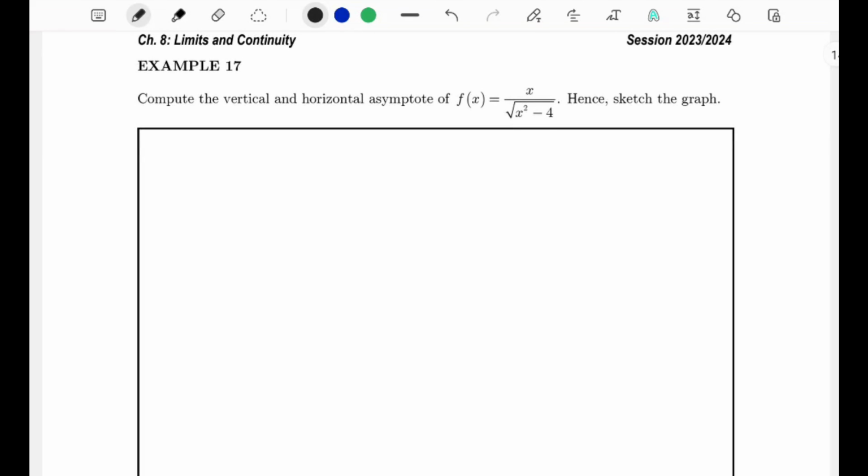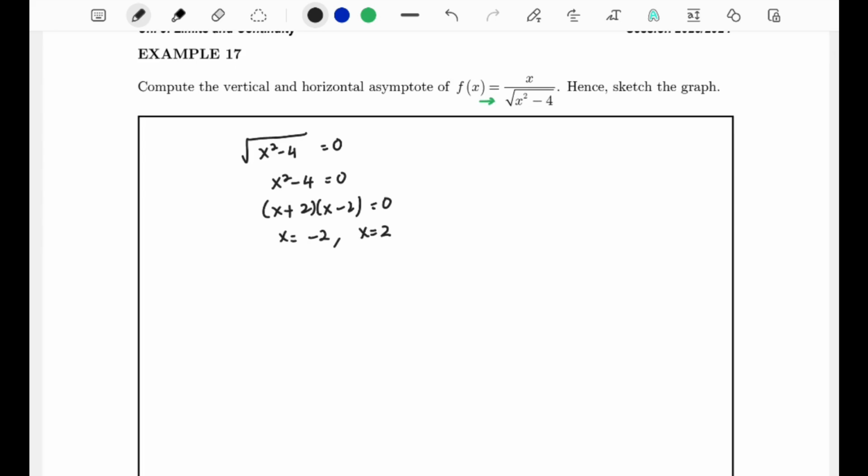Example 17, so we have this function. We're going to repeat the same process again. For the vertical asymptote, we're going to take a look at the denominator. So set x squared minus 4 equals 0. It's going to be (x plus 2)(x minus 2) equals 0. x equals -2 and x equals 2.